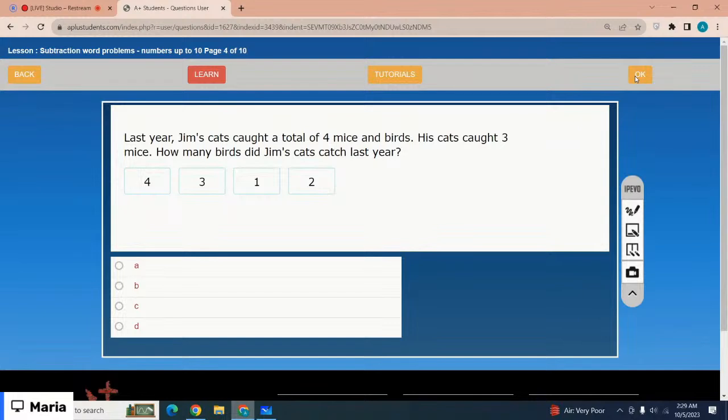So you have to do 4 take away 3. So 4 take away 3 equals, very good, that would be 1. So the correct option is 1. That means one of them is one bird. It caught one bird last year. Option number C is the correct option.